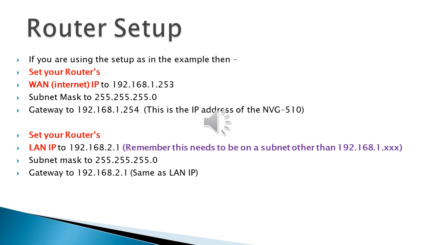Make sure we set our router's LAN IP, which is your internal network, to 192.168.2.1 or anything else that is not on the subnet of 192.168.1.x. Set our subnet mask to 255.255.255.0 and our gateway to the same IP that we've set our router to, which is 192.168.2.1. And that concludes our setup.